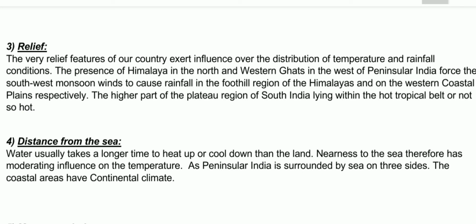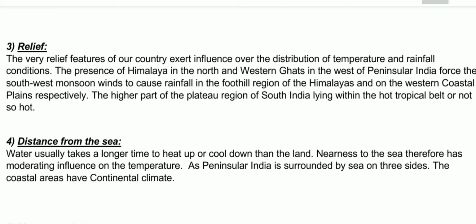Number 3. Relief. The relief features of our country exert influence over the distribution of temperature and rainfall conditions. The presence of the Himalayas in the north and the Western Ghats in the west of peninsular India force the southwest monsoon winds to cause rainfall in the foothill region of the Himalayas and on the western coastal plain respectively. The higher parts of the plateau region of South India, lying within the hot tropical belt, are not so hot.